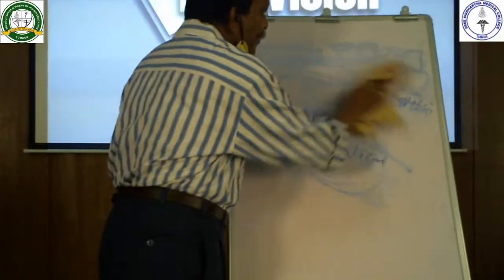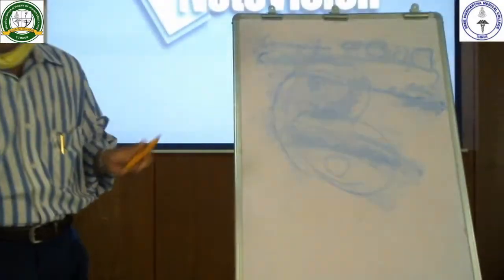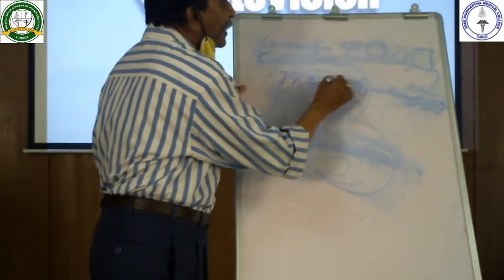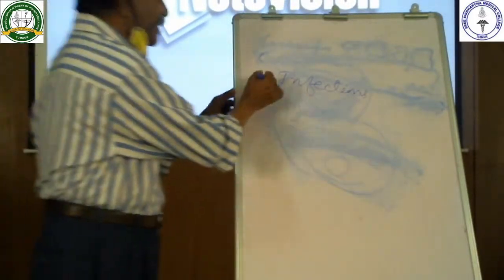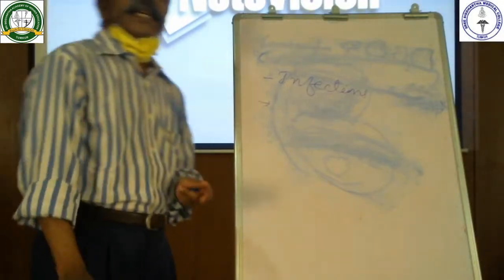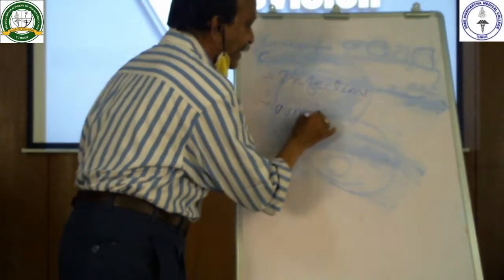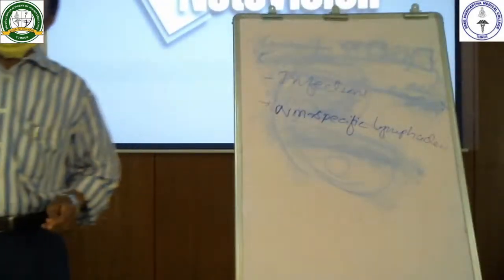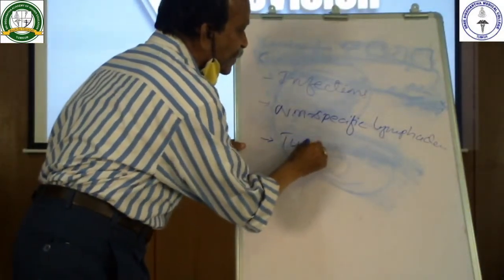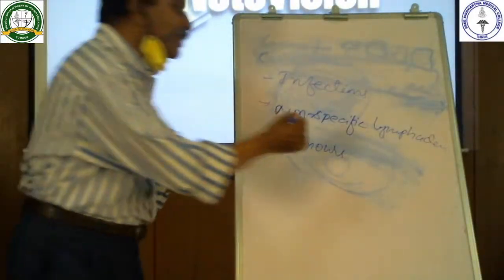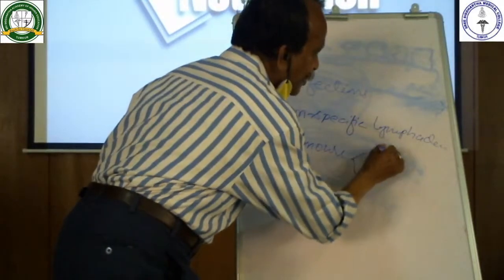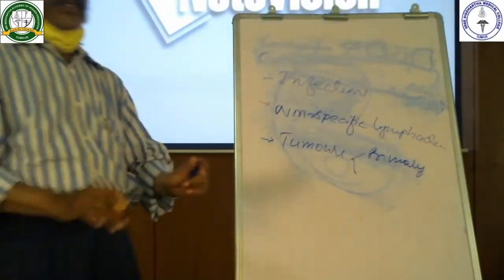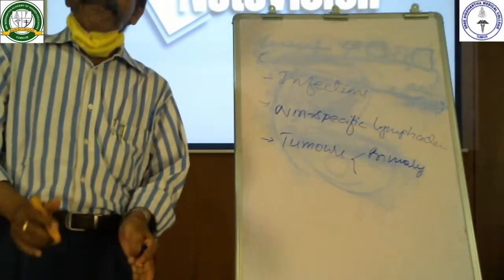Now, what are all the causes for the enlargement of the lymph node? The causes are infections. Infections are one of the causes for the enlargement of the lymph nodes. The next cause is non-specific lymphadenitis. That is the second cause. And the third cause is the tumors. These tumors are again classified into the primary tumors, that is the lymphomas, the malignancy of the lymph node itself. Primary tumors are the lymphomas.